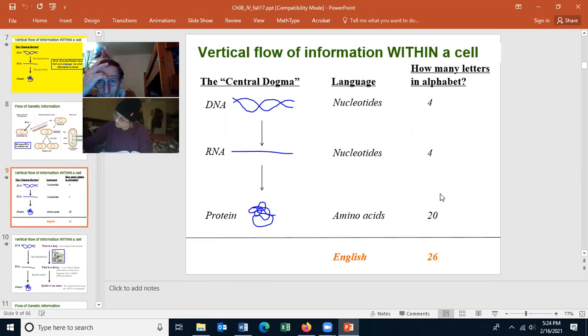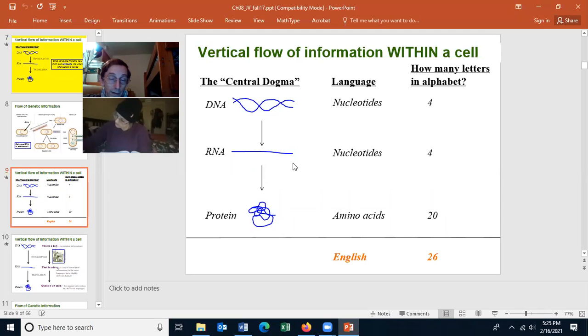When we're talking about the flow of information within a cell, you should realize that the information in DNA is encoded in the nucleotides. So that's the language. And there are 4 letters in the alphabet, meaning there are 4 different nucleotides that encode all of the information in the cell. And then that information is passed to RNA, and that information is still encoded in nucleotides. The information is a little bit different because it's RNA nucleotides instead of DNA nucleotides, but it's the same information. And there's also 4 letters in the RNA nucleotide language.